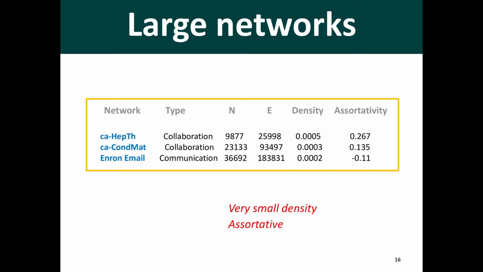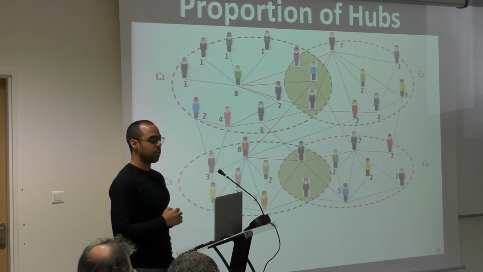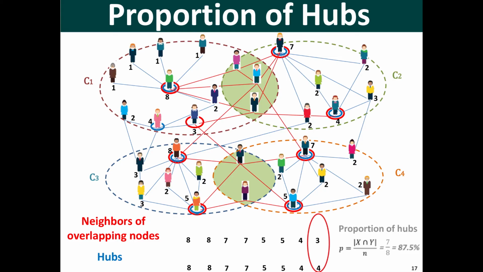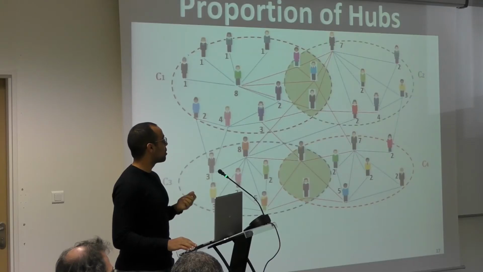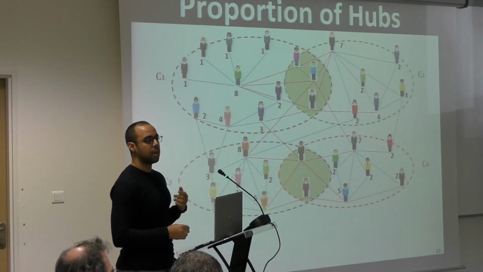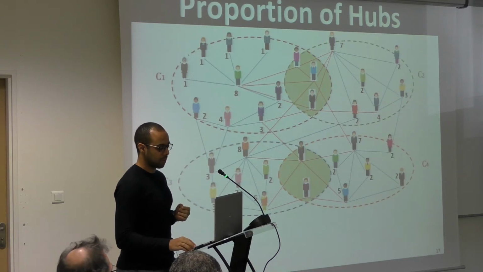The first measure that we use is the proportion of hubs. This measure quantifies the percentage of hubs belonging to the ego network of overlapping nodes. So it is equal to the intersection between the list of hubs and the list of neighbors of overlapping nodes.